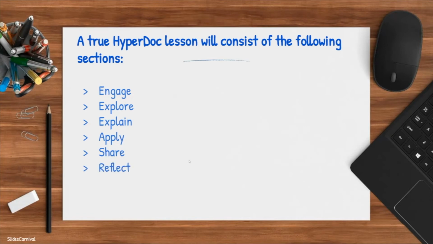In the Reflect section, we want students to look back on their learning process and what they've done during this lesson. We want them to evaluate their work. We want them to set new goals. This would also be the section where the teacher would include any rubrics or checklists that they've created for the lesson. The last section of the HyperDoc should be the Extend section.